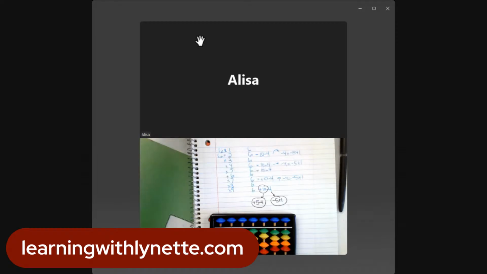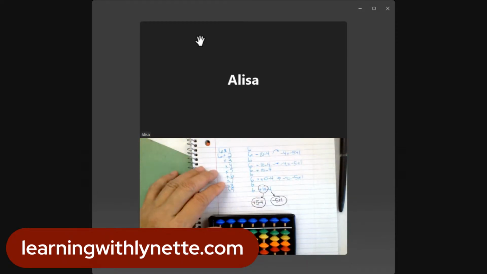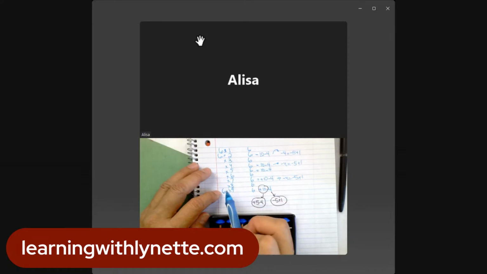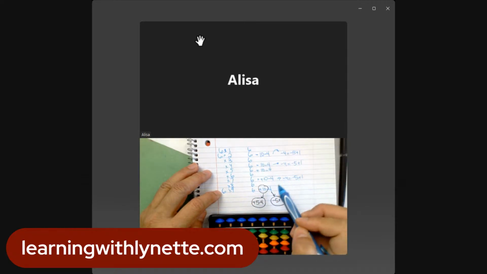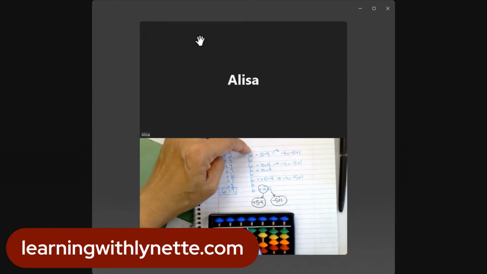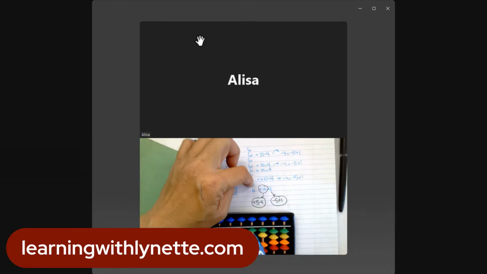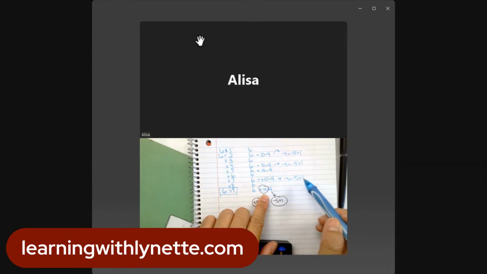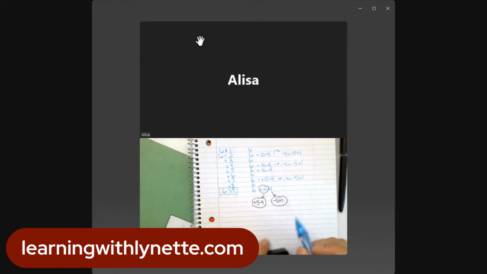Okay. So in mainstream, we say we need to know our multiplication facts because it's a shortcut to addition, right? We know that if we know 6 times 9 is equal to 54, that's a shortcut. This is a shortcut of 6 plus 6 plus 6 plus 6 plus 6 plus 6, plus 6. That's a shortcut.